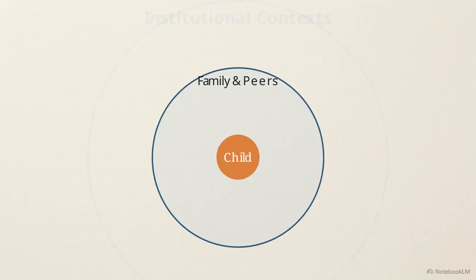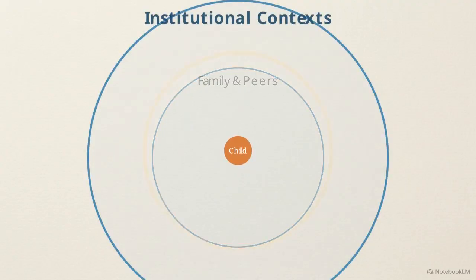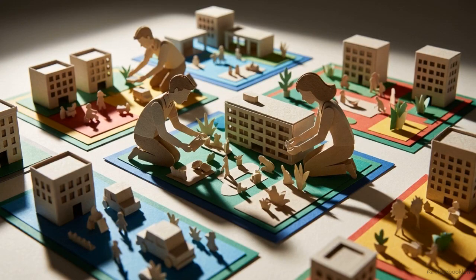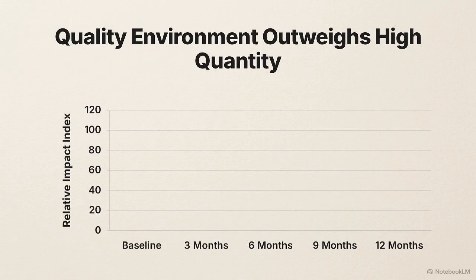Moving one ring outward in the ecological model, we encounter institutional contexts, early childcare, and formal schooling. In modern Western societies, nearly half of all infants experience significant non-maternal care before they reach 1 year of age. Clinical evaluation of this care splits into two distinct metrics: the quality of the environment versus the raw quantity of hours spent there.